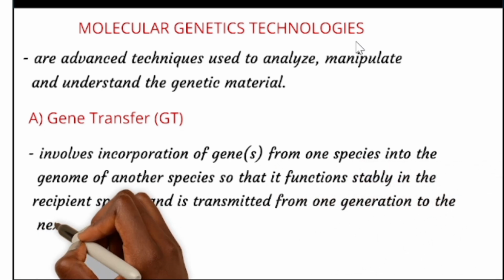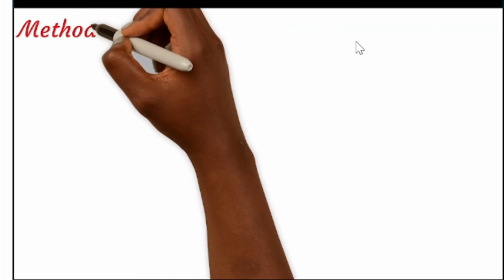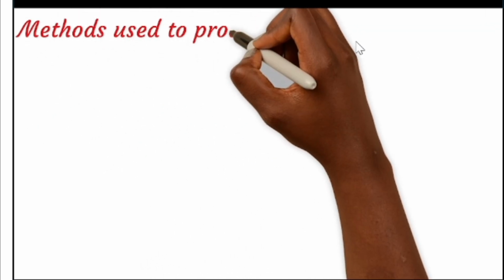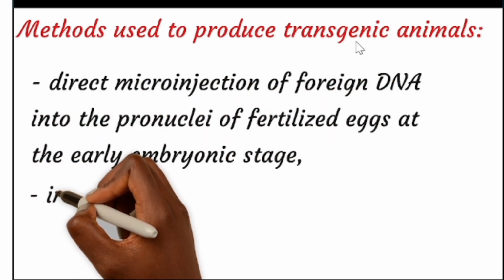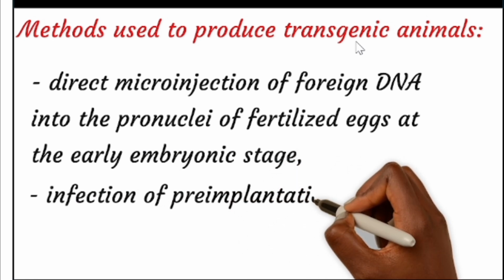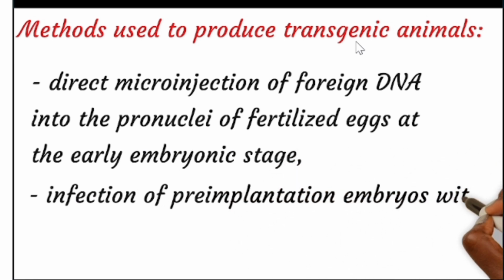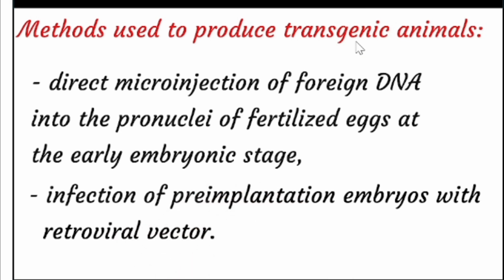All right. So there are two methods involved in the process of transgenesis. The first one is direct microinjection of foreign DNA into the pronuclei of fertilized eggs at the early stage of embryonic development. All right. The next method is the infection of pre-implantation embryos with retroviral vectors. So these are the two methods involved in transgenesis.